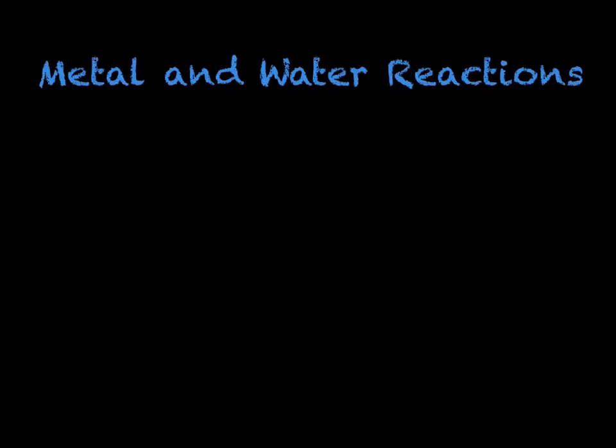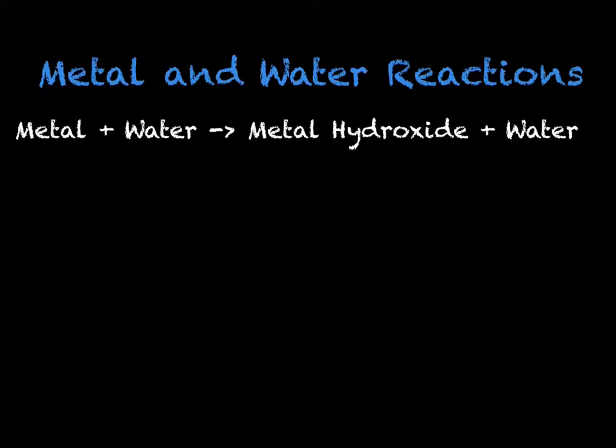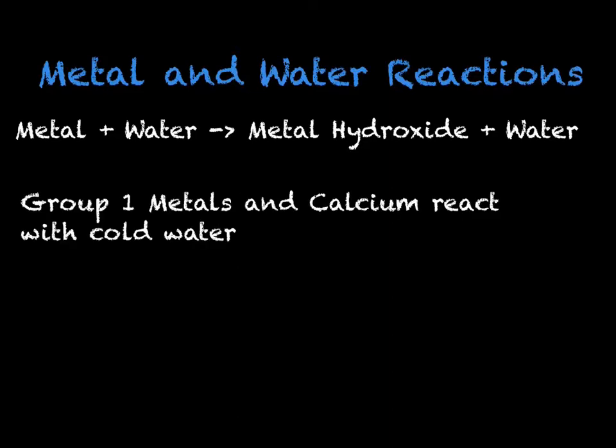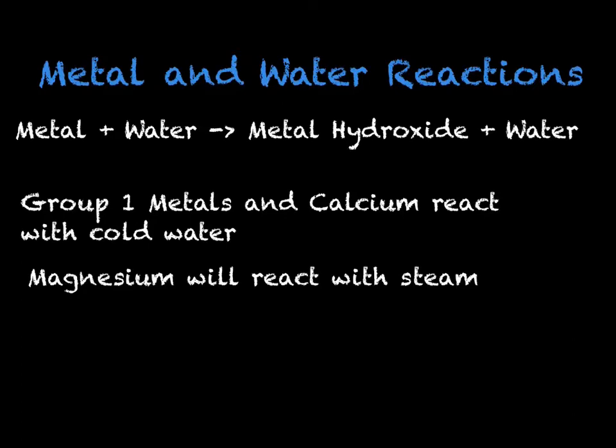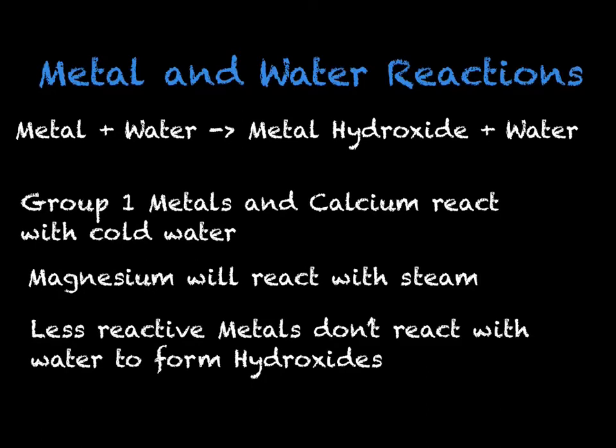Some metals can also react with water to form metal hydroxides and hydrogen, as we looked at when we looked at the group 1 metals in the groups of the periodic table. The metals that can react with cold water are all found at the top of the reactivity series. These are the group 1 metals and calcium. Magnesium can, however, react with steam. Less reactive metals, for example zinc, iron and copper, aren't able to react with water to produce hydroxides.